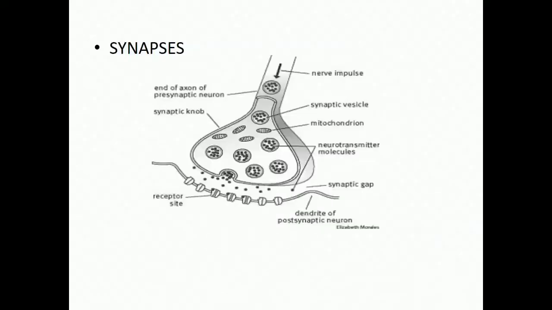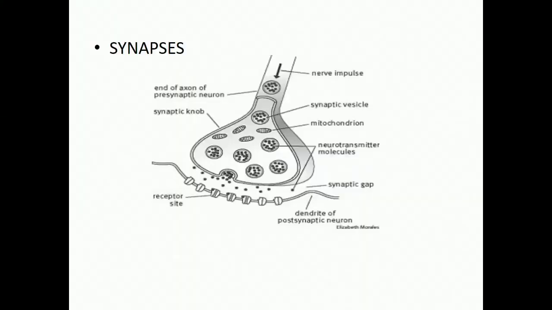What is a synapse? It's the end of two neurons. Now, the neurons don't touch each other. There is a space between them. As you can see there, the space is called the synaptic gap. So that is one structure that makes up the synapse.